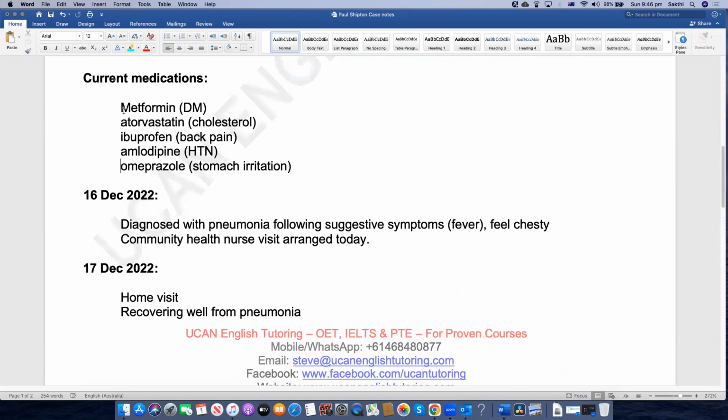Okay, so we are going to include only metformin and then atorvastatin and amlodipine. Okay, that's it. So these three medications can be included. We don't need to include ibuprofen or omeprazole, unless the question has really less relevant case notes, you can include them. And if you cannot achieve at least 170 words in your letter, you may include these two medications because they are the current ones. Otherwise, you don't need to. At the moment, I don't want to include these two medications. Okay, ibuprofen for the back pain and the one for stomach irritation don't need to be included.